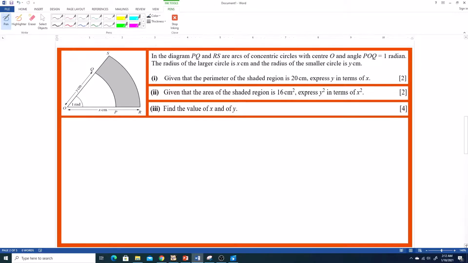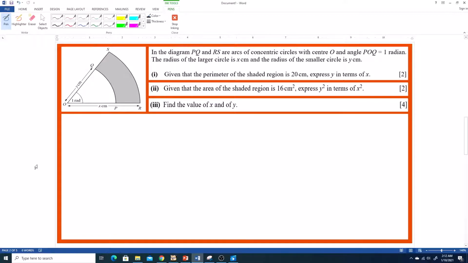Now the next question says, in the diagram, PQ and RS are arcs of concentric circles, meaning circles that have the same center, with center O and angle POQ being equal to 1 radian.